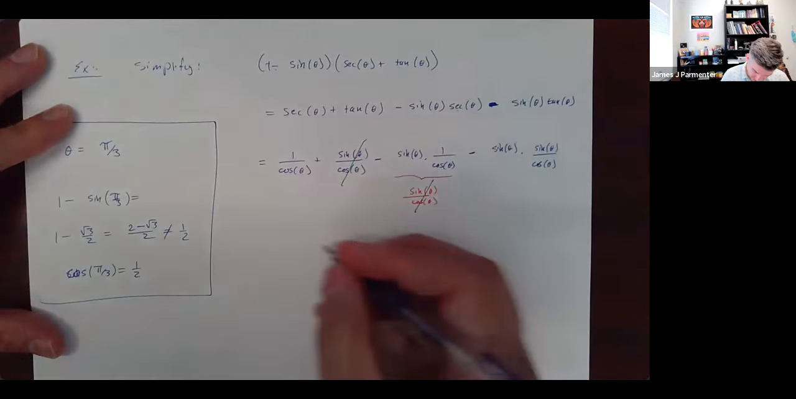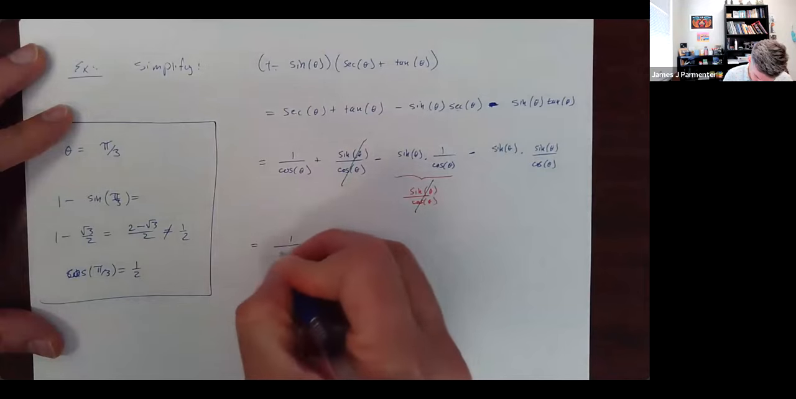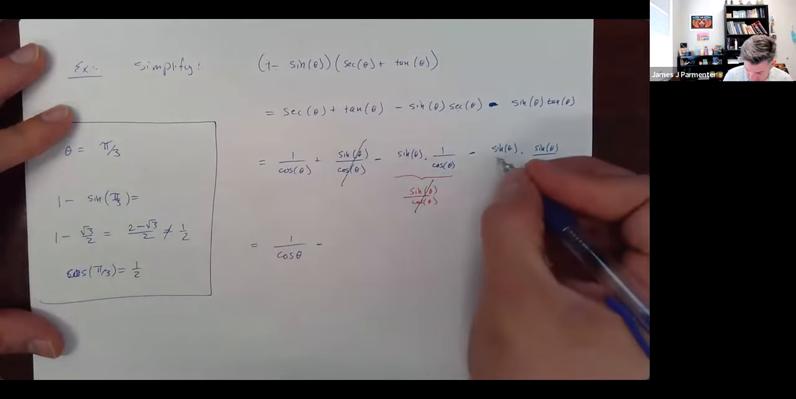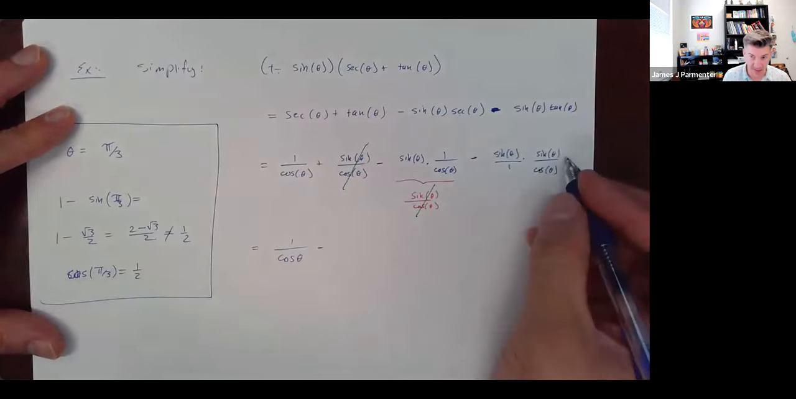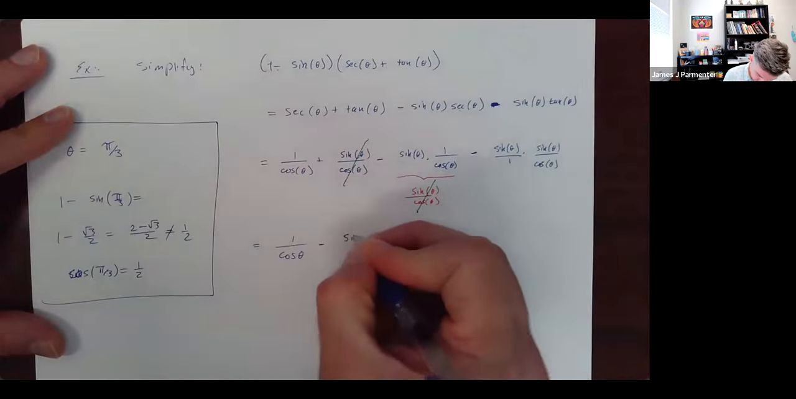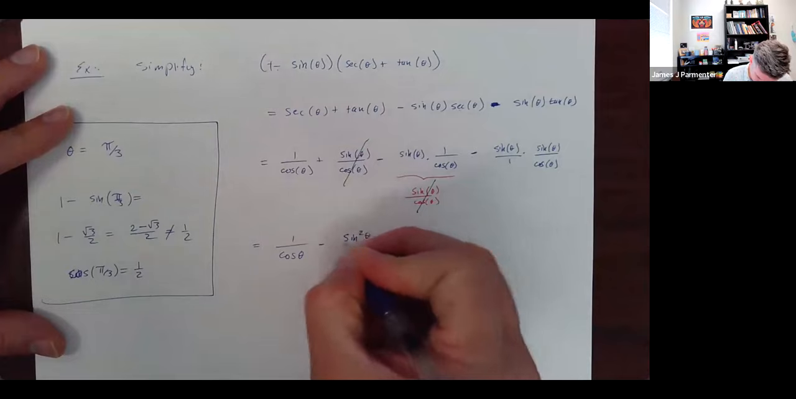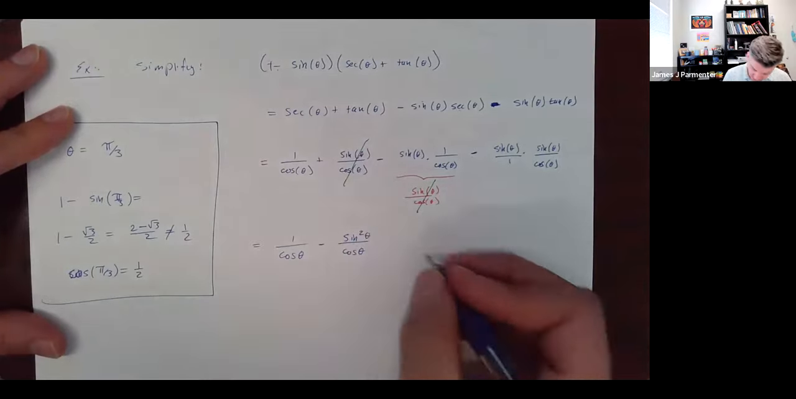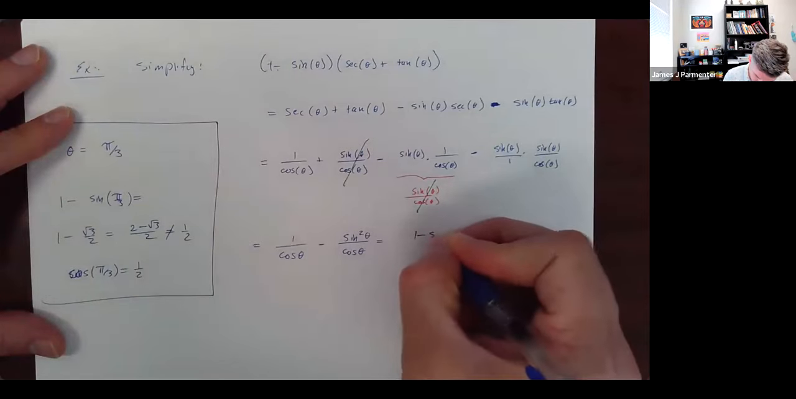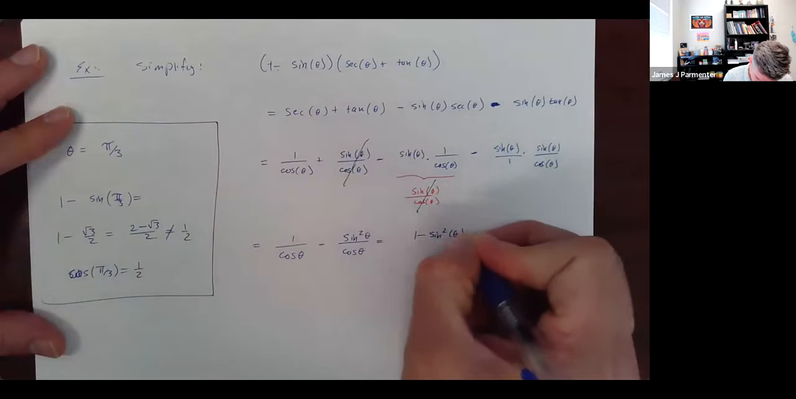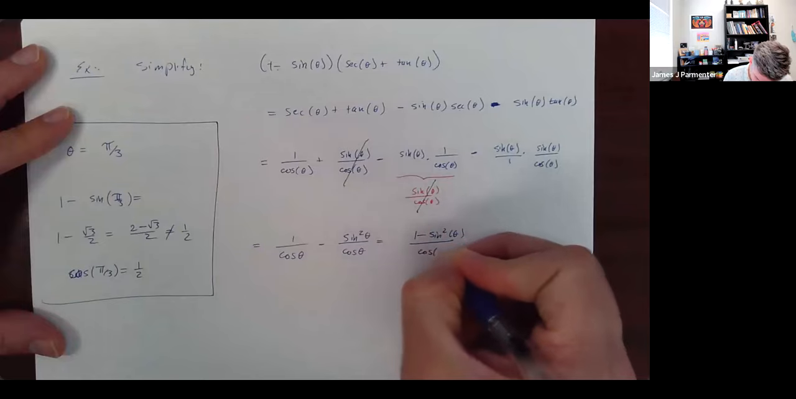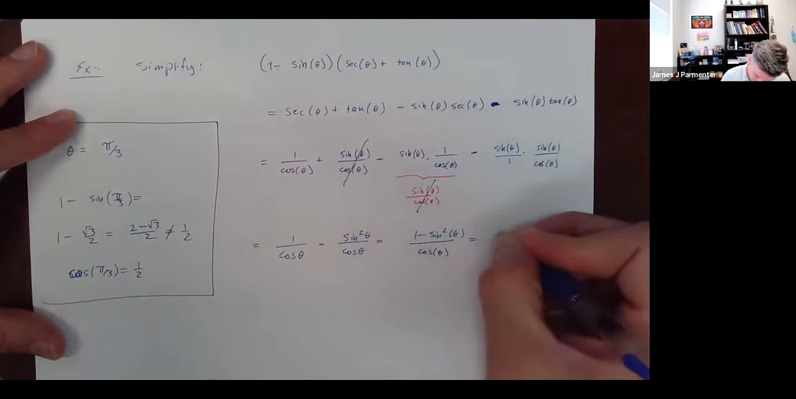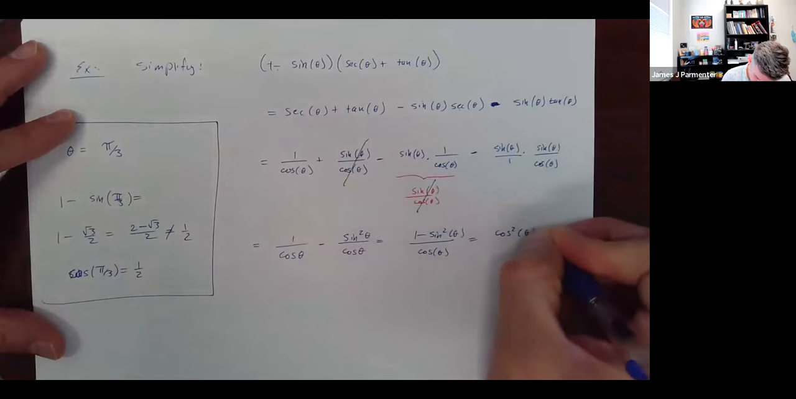So I'm left with 1 over cosine theta minus sine of theta times sine of theta over cosine theta. Sine times sine is sine squared theta over cosine theta. Lucky me, I've got a common denominator. So I can write this as 1 minus sine squared of theta divided by cosine of theta. 1 minus sine squared is equal to cosine squared of theta.